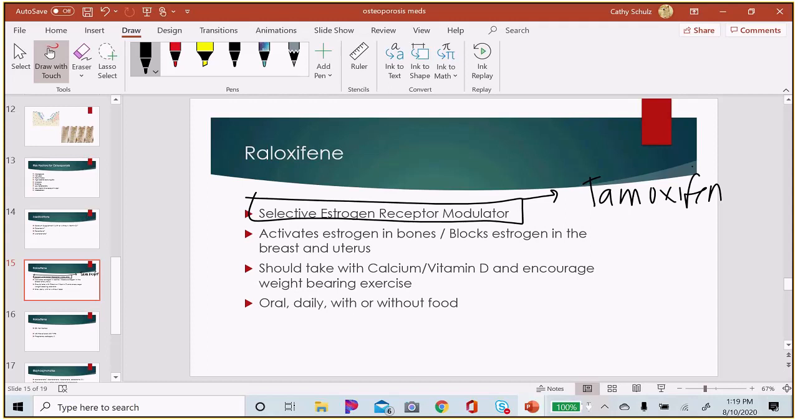Or if they were at high risk of developing breast cancer, we could give it to them to block estrogen receptors in the breast to prevent breast cancer from developing. This medication also could do that. It does block estrogen in the breast too, but it activates estrogen in the bones, and estrogen helps promote bone growth, and so that can decrease postmenopausal osteoporosis. It's best to do it with calcium and vitamin D and weight-bearing exercise, but we have to separate raloxifene from calcium and vitamin D. It's taken orally daily with or without food.